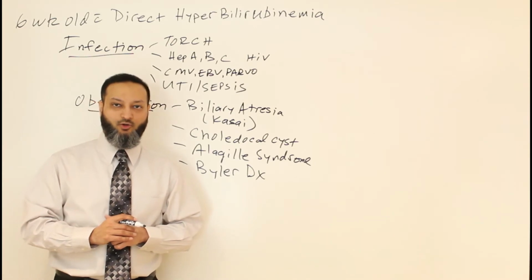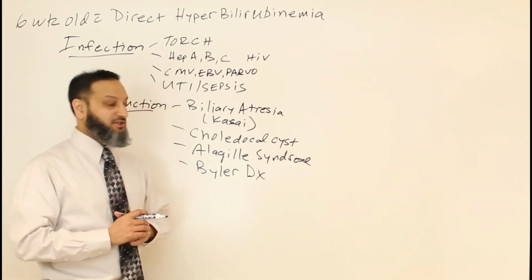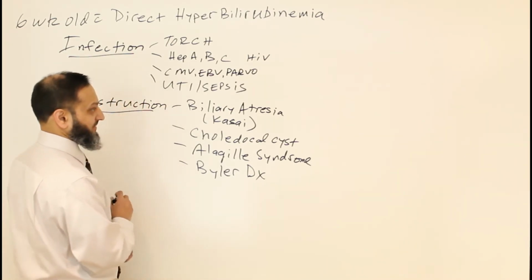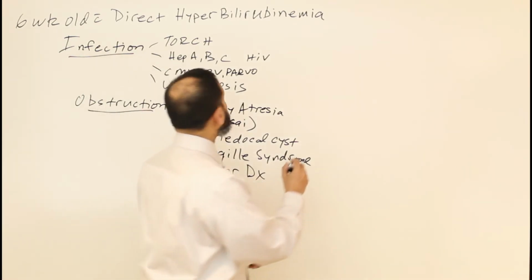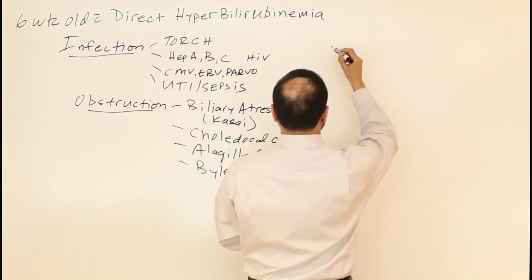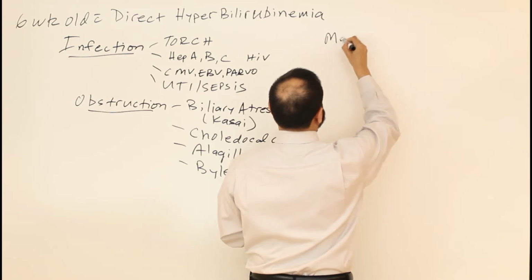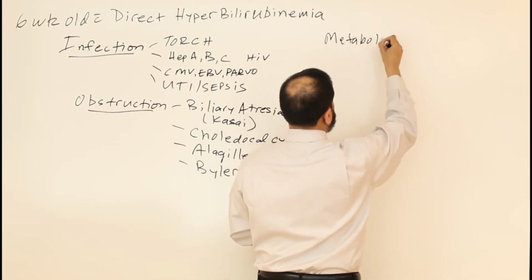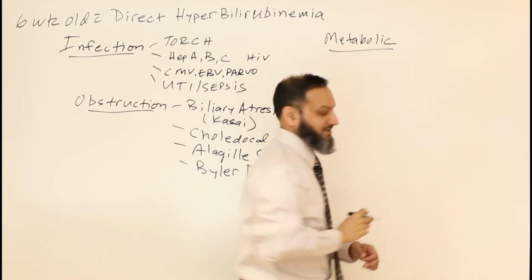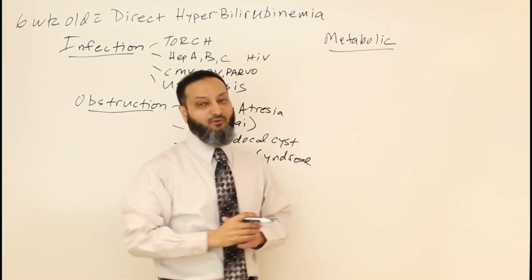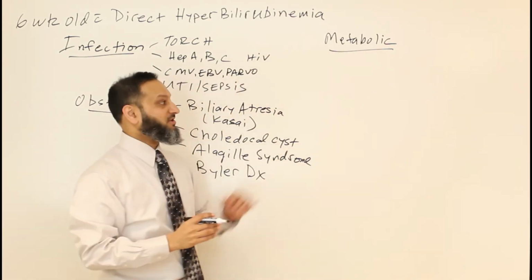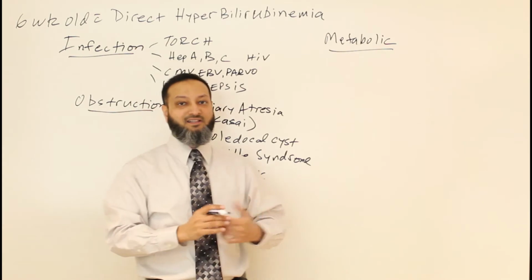The next category that I think is very important to consider is the metabolic category. There are a lot of things under metabolic, so let's put this over here, because I'm going to write several things under metabolic causes of direct hyperbilirubinemia. Metabolic causes are another major consideration for direct hyperbilirubinemia, especially in the younger infant, because most metabolic diseases present early on.